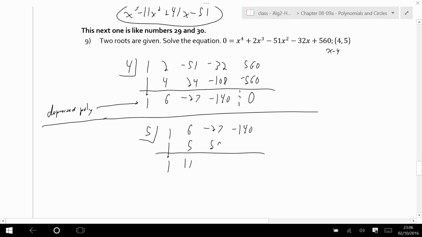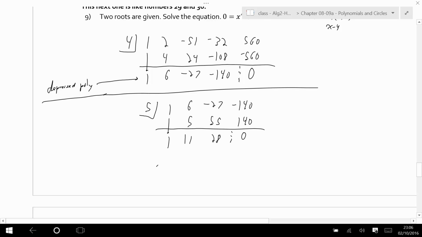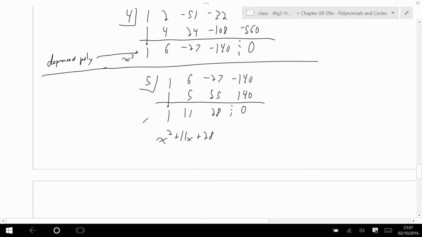5, 11, 55, negative 28, 5 times negative 28, positive 28 is 140 and 0. Okay, now we're going to take these coefficients and make them back into a polynomial. It's an x squared. If I read right to left, I can see that. Or think about this was an x to the 4th, so that means this one right here is an x to the 3rd, which means this one right here is an x squared. Every time we take a number out, we're decreasing the degree of the polynomial.